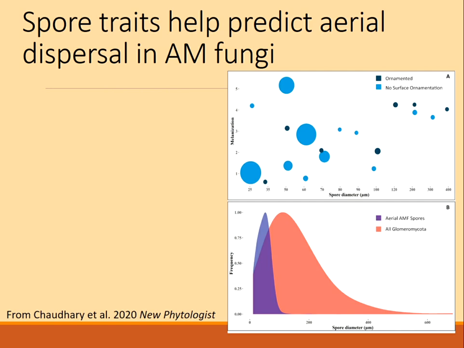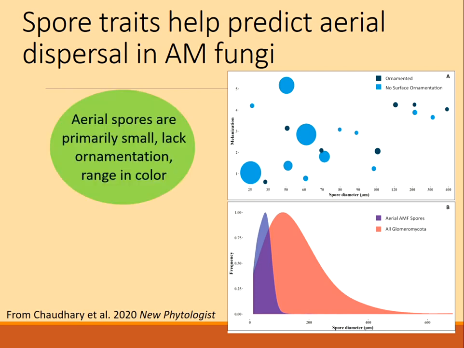We've been using spore traits to help us predict aerial dispersal in AM fungi, and these are data from a paper that came out this year where we measured aerial AM fungal spores in the air and then measured them for a fair amount of traits. And so we found that aerial spores were mostly small, they lacked surface ornamentation, so they were smooth, and they ranged in color.